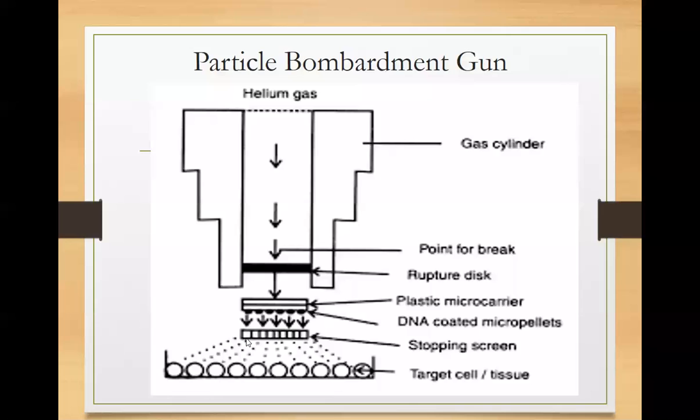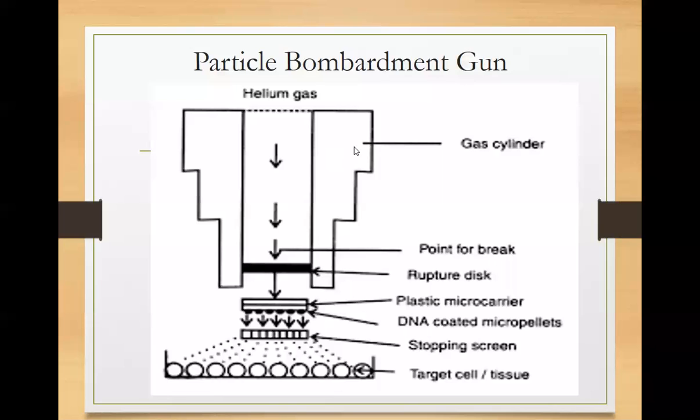target cell. And here you also see a screen called the stopping screen, which is placed between your microcarrier assembly and the target cells, and these are the target cells that need to be transformed. So between these two things, the microcarrier assembly and the target cell, there is a stopping screen, and this stopping screen allows the passage of these microprojectiles. When they hit the target cells, the DNA coated on the micropellets or microprojectiles is delivered into the target cells. So these target cells are transformed, and these transformed cells can then be regenerated on appropriate nutrient medium.